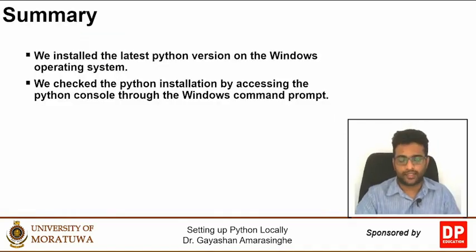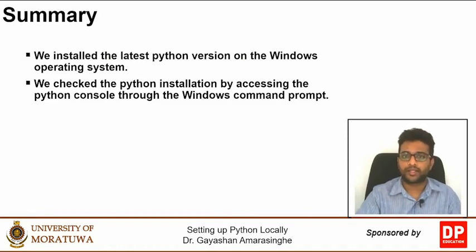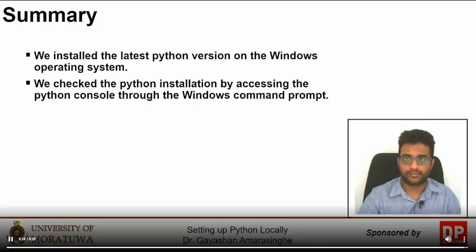That brings us to the end of this session. So as a summary, during this session, we installed the latest Python version on the Windows operating system, and then we checked the Python installation by accessing the Python console through the Windows command prompt. If you have successfully followed this session, then you should have access to a working Python version on your personal computer. Let's move on to the next session with that installation. Thank you.